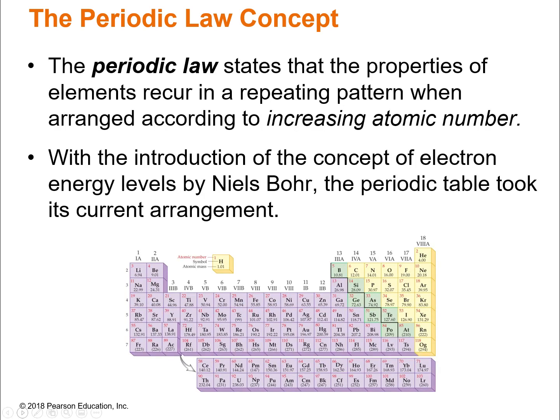So to define the periodic law, which is what you will need to know, it states that properties of elements recur in a repeating pattern when arranged according to increasing atomic number. So you'll want to know that one. And that combined with the concept of energy levels that was introduced by Niels Bohr, remember chapter 4, the Bohr model of the atom, that made the periodic table take its current shape. History is real, y'all.